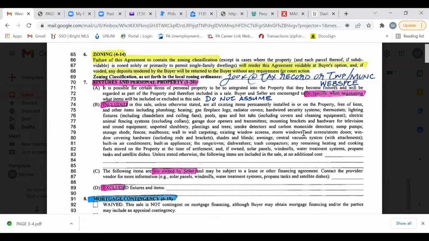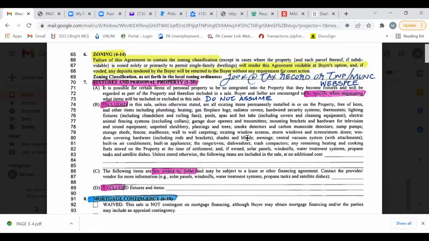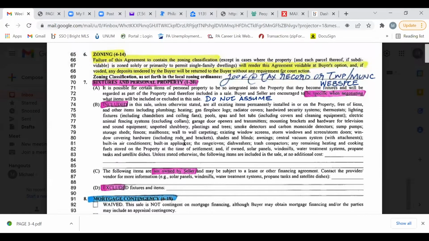Existing window screens, storm windows, and screen/storm doors, window covering hardware, including rods and brackets, shades and blinds, awnings, central vac system with attachments, built-in air conditioners, built-in appliances, the range/oven, dishwashers, trash compactors, any remaining heat and cooking fuel stored on the property at the time of settlement. So if you own your own oil tank, and there's half a tank left, the seller has to leave that.